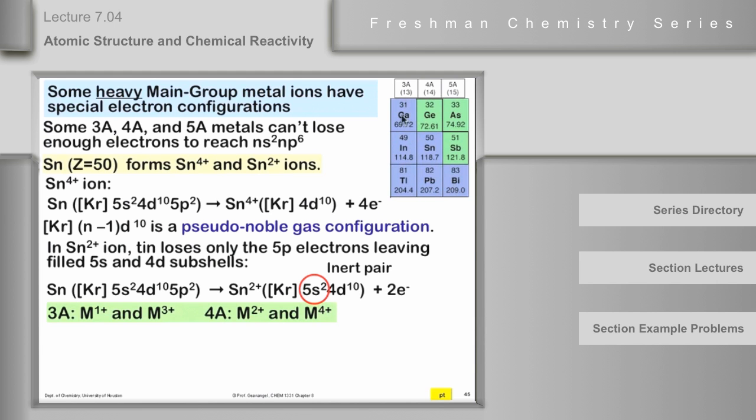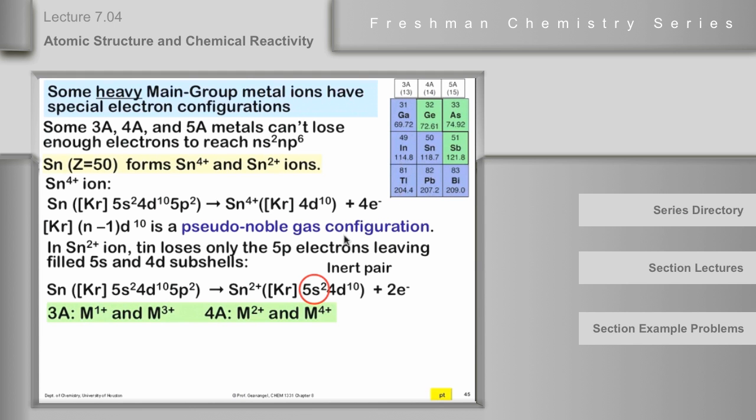So you can apply that to all of the elements that are here. In group 3A, this would be an s2p1 configuration with a filled d subshell for all of these. So we would lose the p for group 3A's: gallium, indium, thallium. We lose the p1 first, and that would give us an M1+: gallium 1+, indium 1+, thallium 1+. And that would be analogous to tin 2+. These would be inert pair configurations.